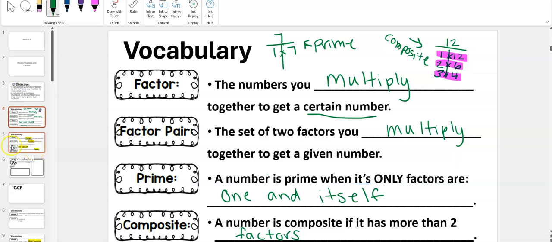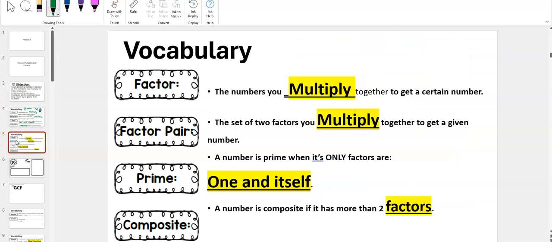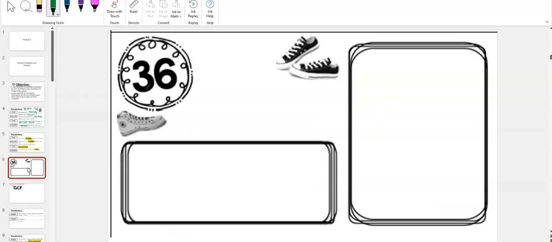All right, so if you didn't get those numbers, this is what it looks like. Let's list some factors. We're going to find the factors of 36. Over here in my single shoe, we're just going to list them out, and over here with my 2 shoes, we're going to find those factor pairs.